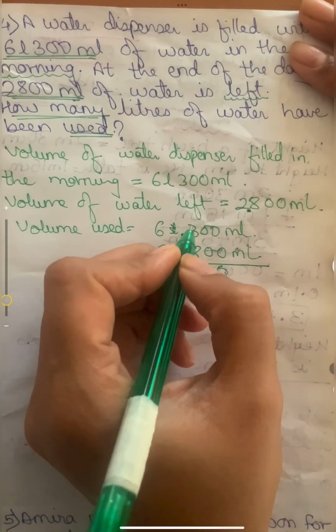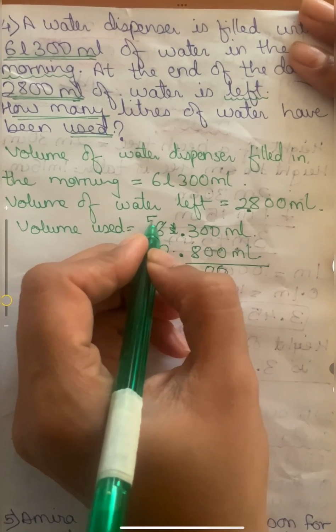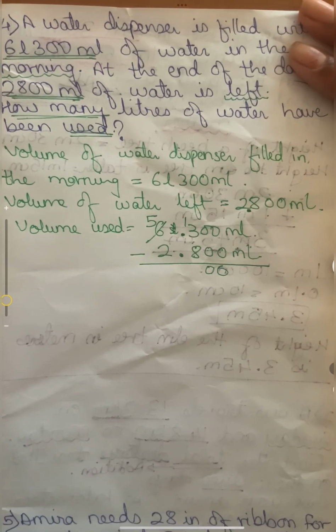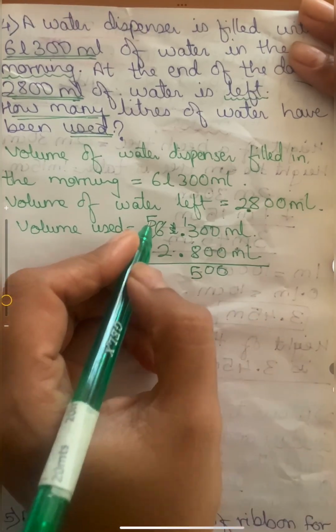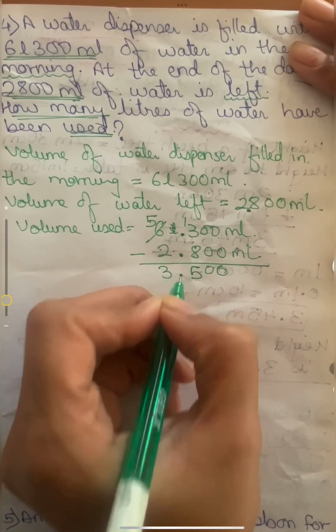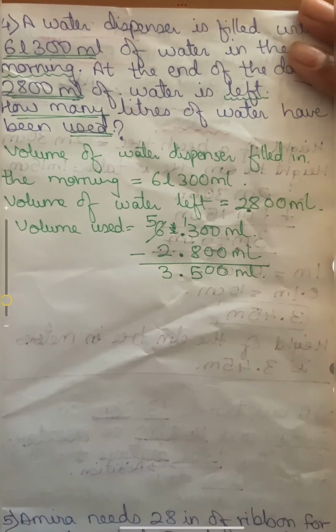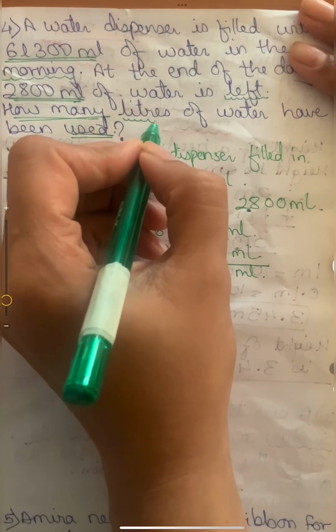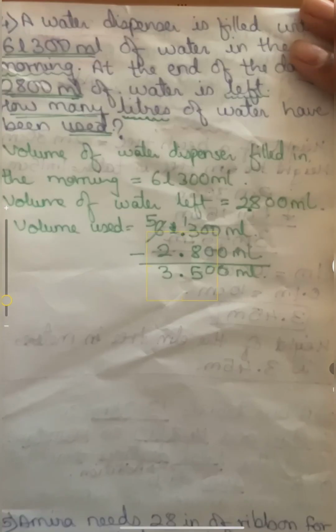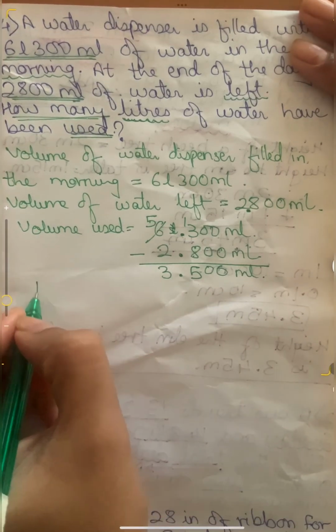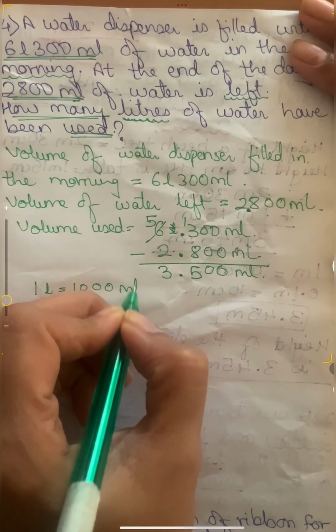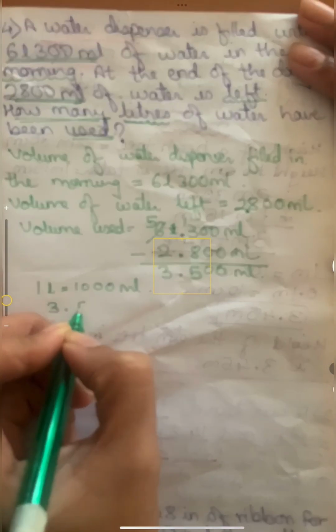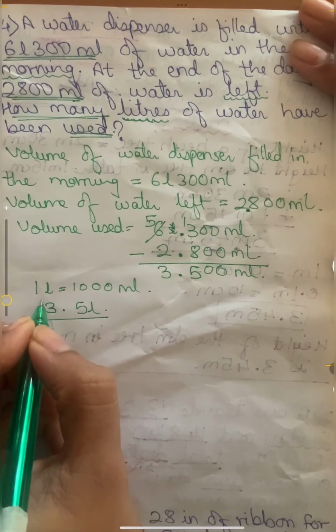0 minus 0 is 0. Since 3 cannot minus 8, let me make it rich by giving 1. So now 13 minus 8 we can subtract, which is 5. And 5 minus 2 is 3. Therefore, I have 3500 ml, or to convert it, as the question is asking us to answer in liters. You know the key that 1 liter equals 1000 milliliters. Therefore, this will be 3.5 liters.